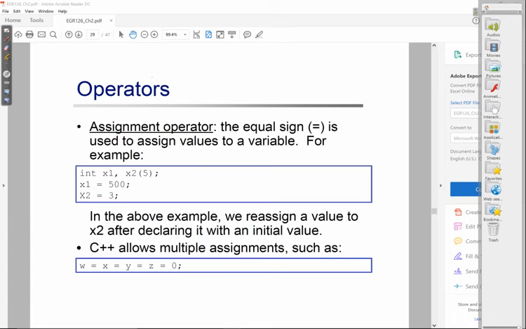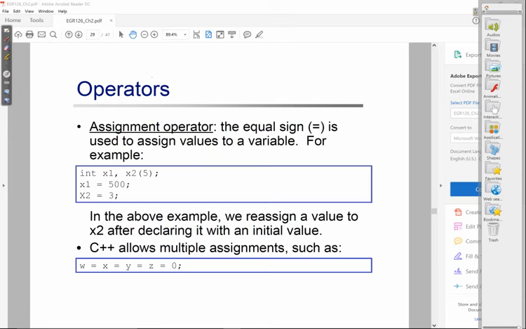If you have a bunch of variables that are all equal to the same value, C++ actually lets you do this, as shown on the bottom here. So you don't need to write multiple lines that say W equal to 0, X equal to 0, Y equal to 0, Z equal to 0. You just set all of them equal to each other and then equal to 0. That's a shortcut in C++. That's not available in every language.